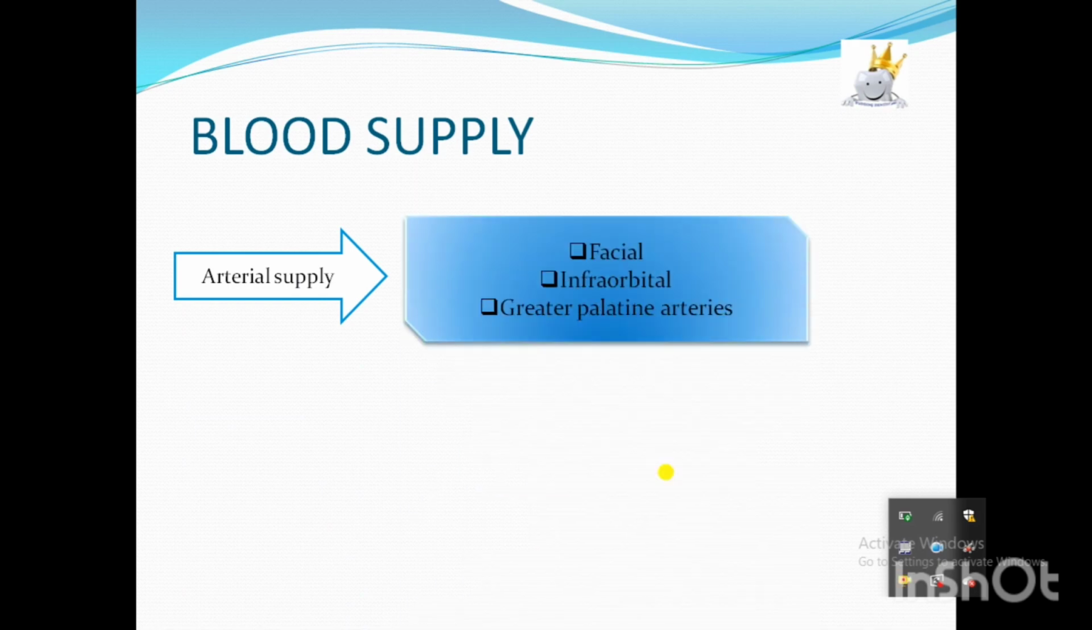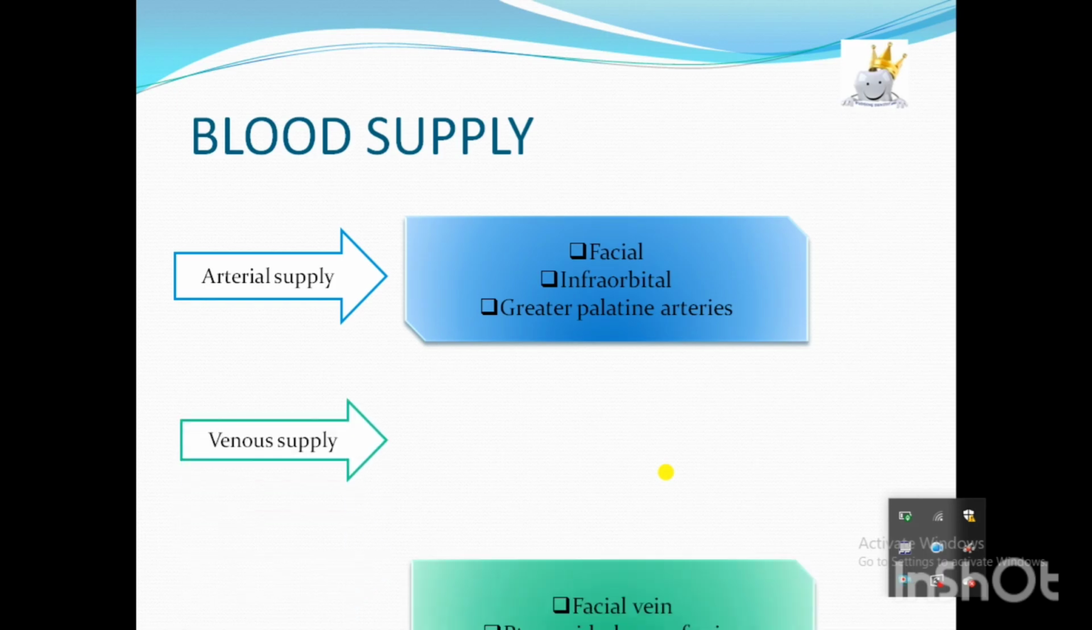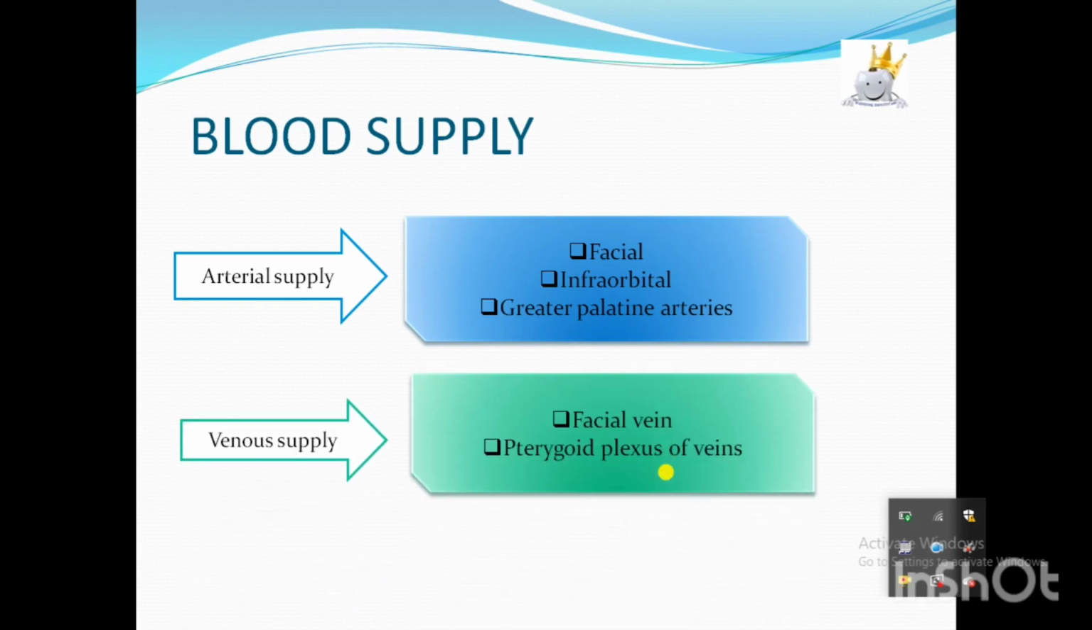Let us see the blood supply, arteries, veins, nerve supply and the lymph nodal drainage. Arterial supply: the maxillary sinus is supplied by the facial artery, infraorbital artery and the greater palatine arteries. Venous supply: it is supplied by the facial vein and the pterygoid plexus of veins.